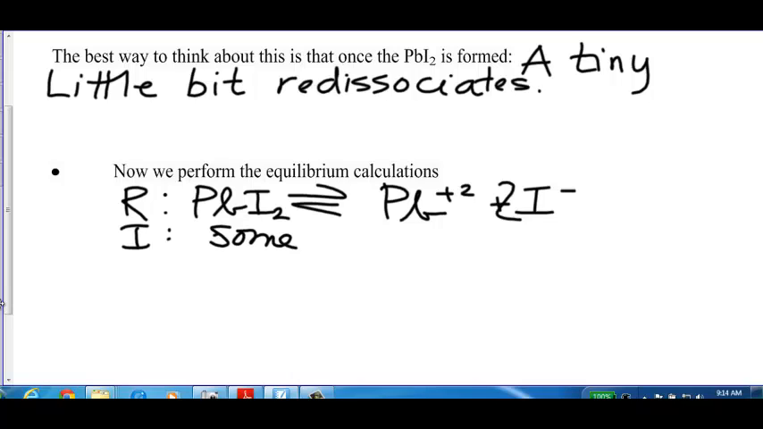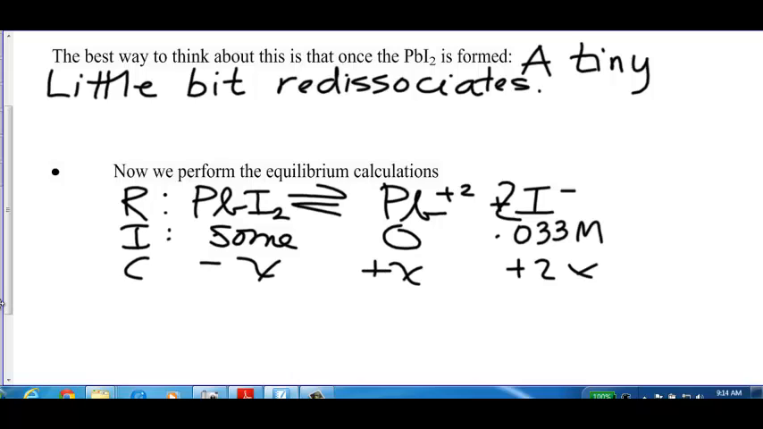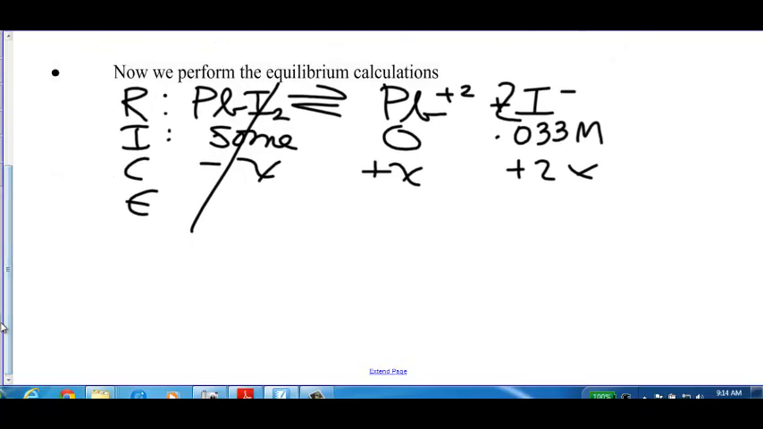Who really cares how much? We don't have any lead, right, because it was a limiting reagent and it ran out. And we have 0.033 molar of this left over from the precipitation reaction. This goes down by x, this goes up by x, this goes up by 2x. So at equilibrium, who cares about this? We have x and 0.033 plus 2x.